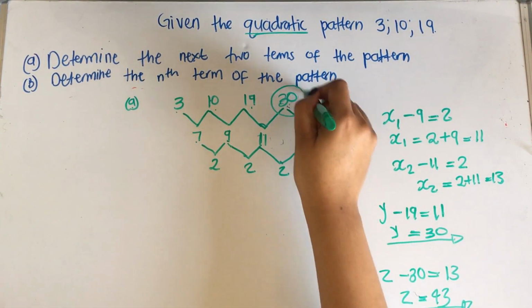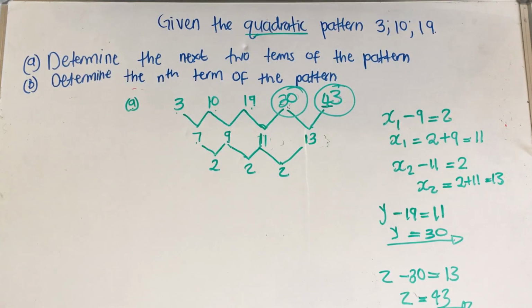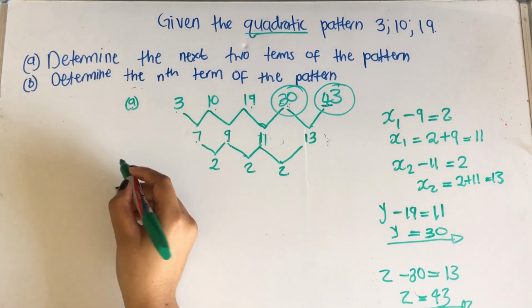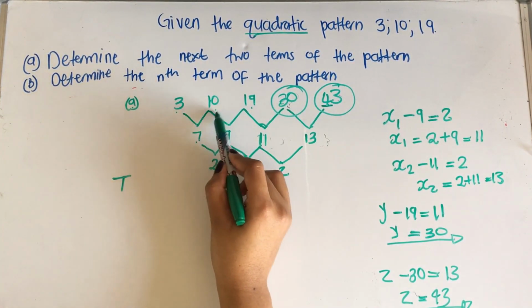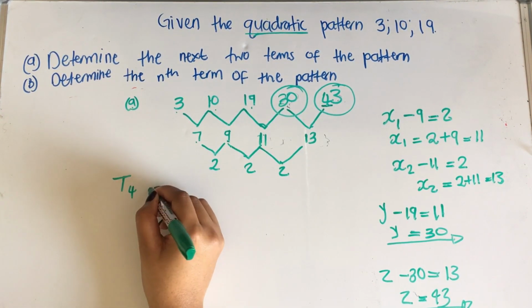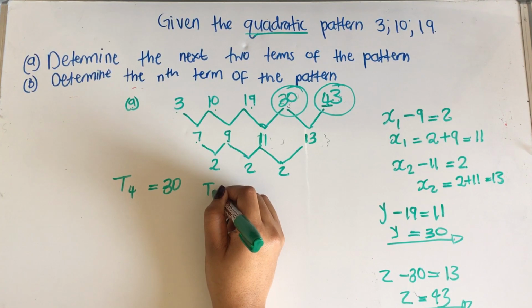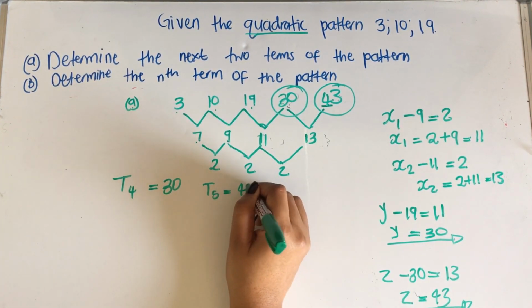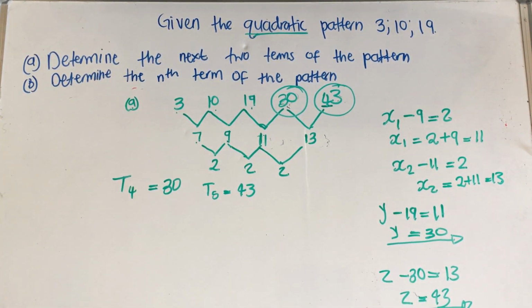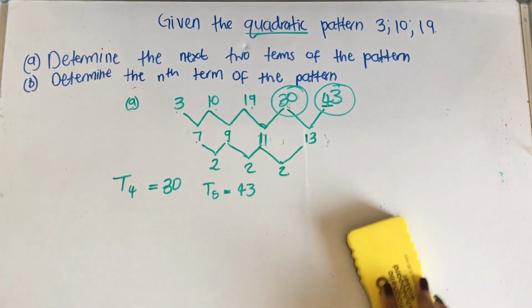So you've gotten your two terms that you were looking for. Therefore my T1, 2, 3, 4, my T4 is equal to 30, my T5 is equal to 43. See? Easy peasy. There goes your 2 marks.